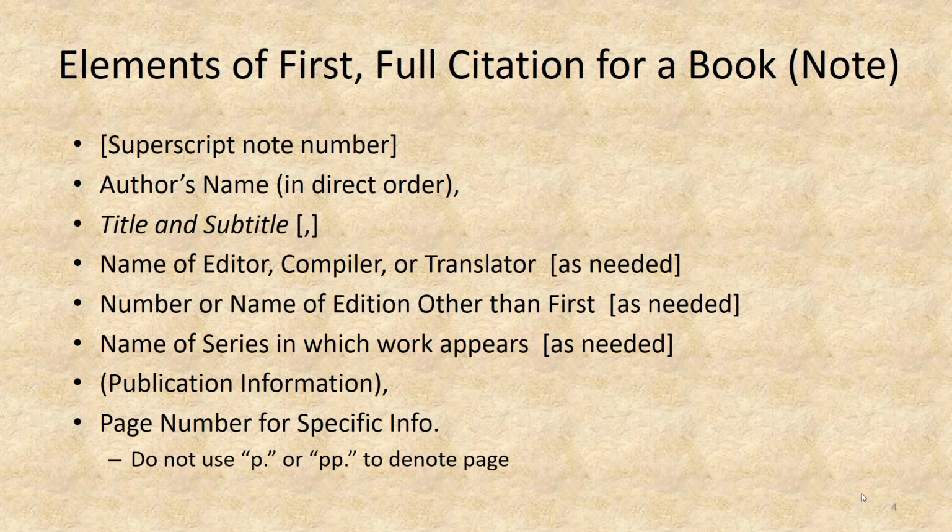Next comes publication information. In a note citation, include that information in parentheses. Inside, type the city, the publishing house name, and the publication date. Separate that information from the page numbers with a comma. Then insert the number of the page or pages from where you retrieve the information you are citing, followed by a period. Do not use P or PP to designate pages. The numbers alone do that.